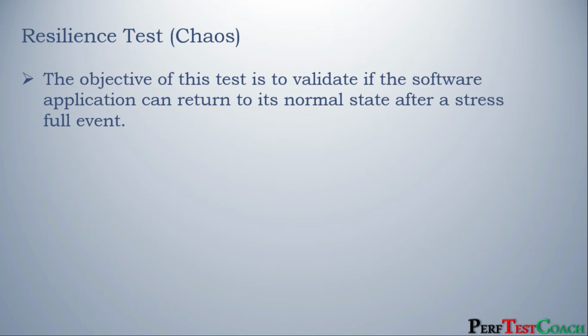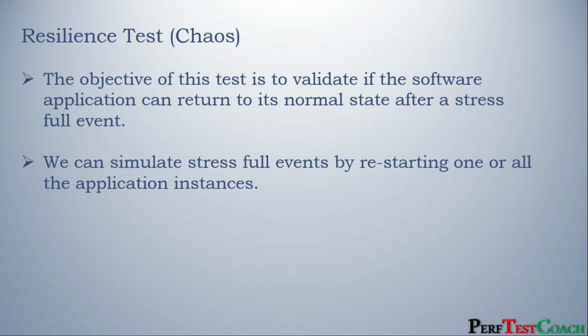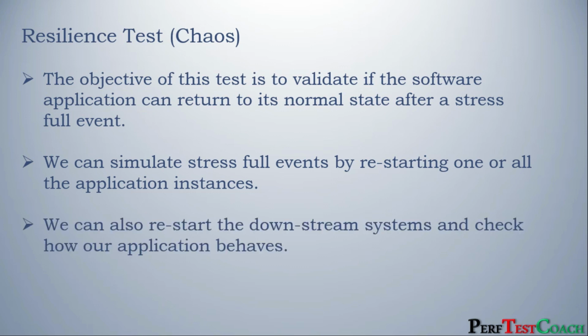Resilience testing or chaos testing. The objective of this test is to validate if the software application can return to its normal state after a stressful event. We can simulate stressful events by restarting one or all the application instances. We can also restart the downstream systems and check how our application behaves. We can also configure high delays in the downstream systems and check how our application behaves when downstream systems take too long to respond.